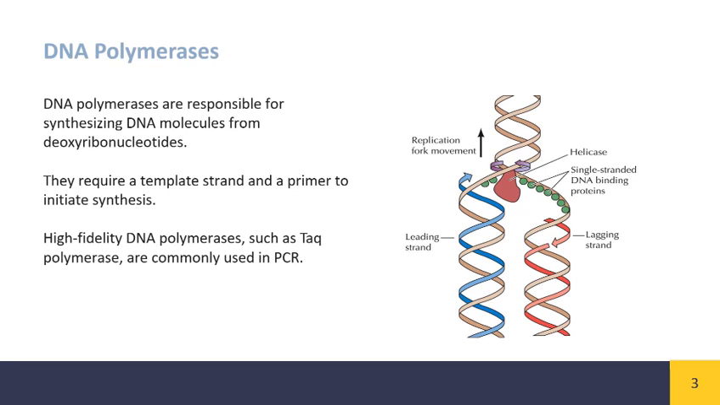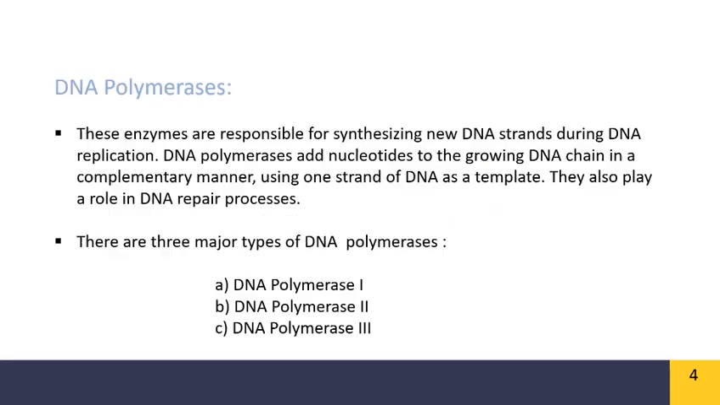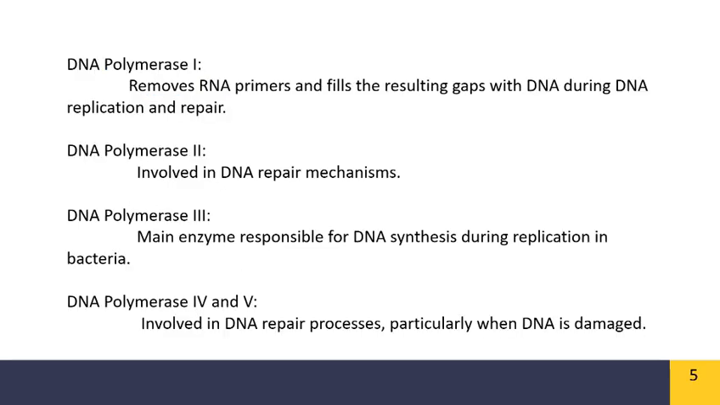As we can see in the image, helicase unwinds the DNA and a leading strand and lagging strand are produced for the template strand. The basic function of these DNA polymerases is that they add nucleotides to the growing DNA chain in a complementary manner using one strand of DNA as a template. They also play a role in the DNA repair process. The three major types of DNA polymerases are DNA polymerase 1, DNA polymerase 2 and DNA polymerase 3.